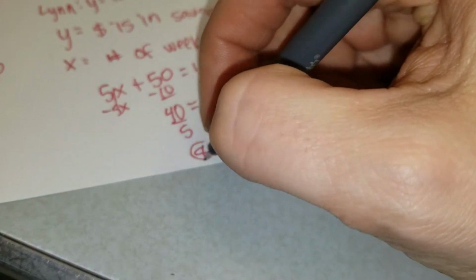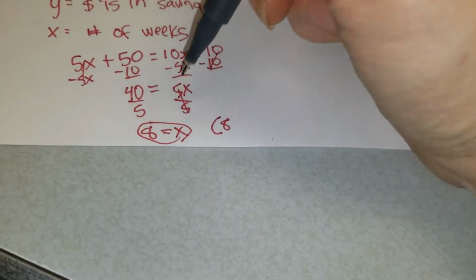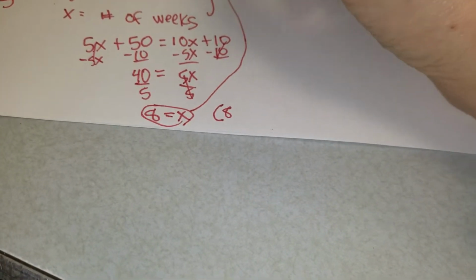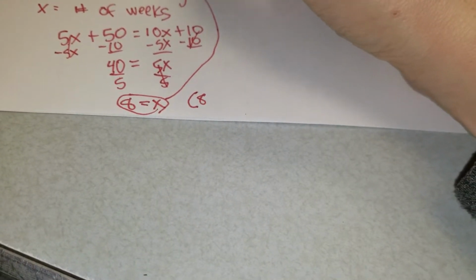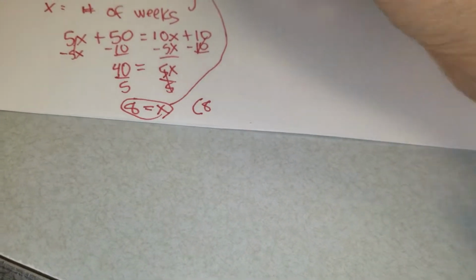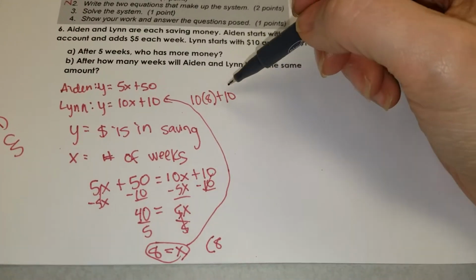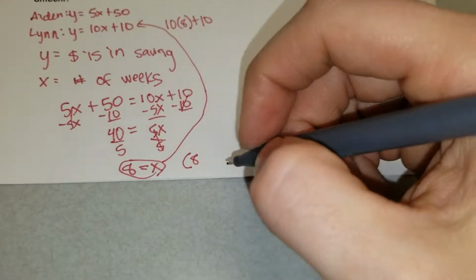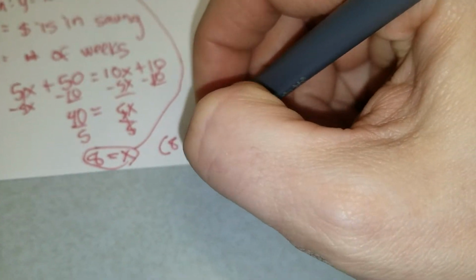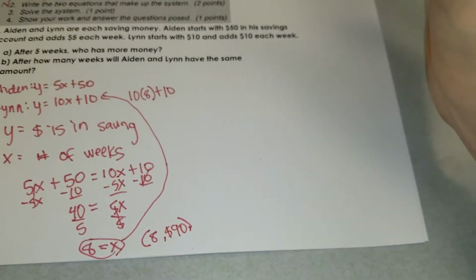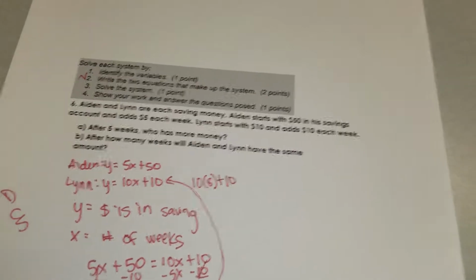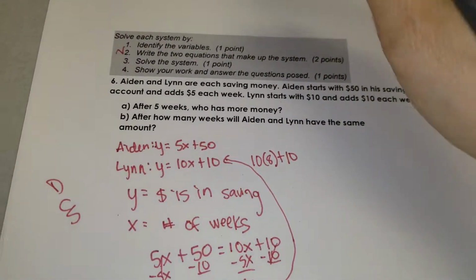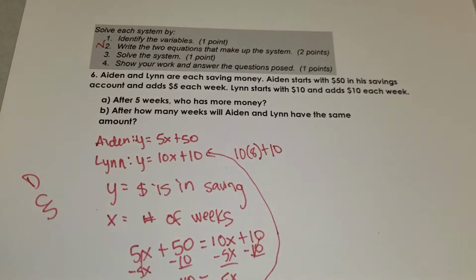So then you're going to take this answer and put it into either equation. They're both pretty easy equations actually, so it doesn't matter. So 10 times 8 plus 10. So 10 times 8 is 80 plus 10 is 90. So at 8 weeks, they both have $90. Okay? So that's number 3. Okay, and that's actually part B, what we just solved there. But you can go ahead and solve in the order that I taught it to you.